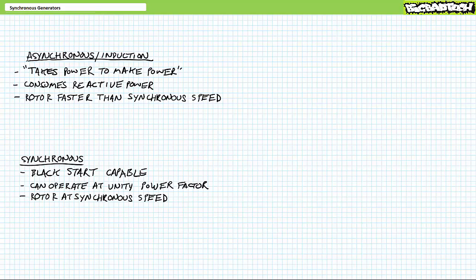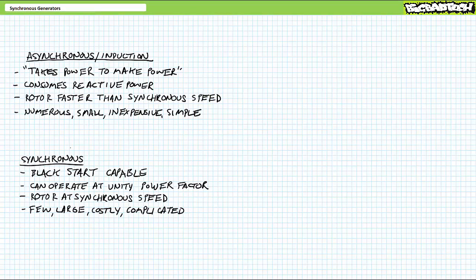Again, the primary distinctions between asynchronous or induction generators and synchronous generators, the topic of today's discussion, are as follows. Asynchronous generators necessitate connection to an existing three-phase AC power grid. Synchronous generators, in contrast, can exist in isolation and are black start capable. Asynchronous generators must continually consume reactive power to power the induction process central to their operation. Synchronous generators, in contrast, can operate at unity power factor given proper control mechanisms. And finally, the rotors of asynchronous generators must turn faster than the synchronous speed of the stator, whereas the rotors of synchronous generators must turn at synchronous speed.